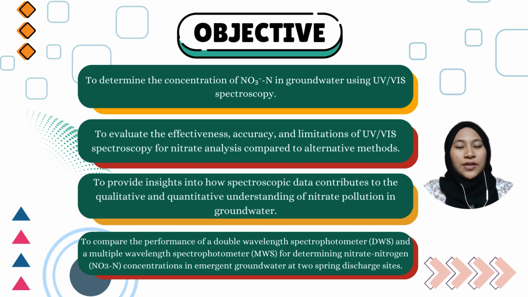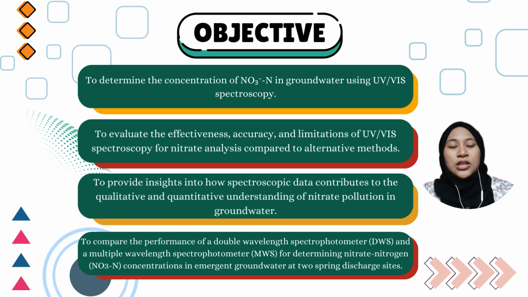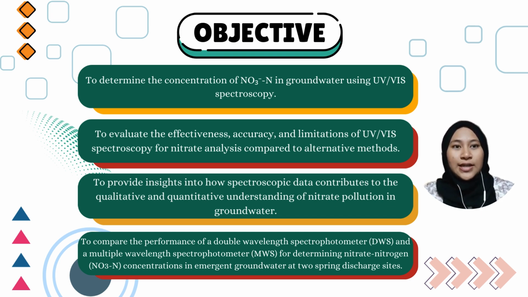Next, we evaluate the effectiveness, accuracy, and limitations of UV-visible spectroscopy for nitrate analysis compared to alternative methods. Next, we provide insights into how spectroscopic data contributes to the qualitative and quantitative understanding of nitrate pollution in groundwater. And lastly, we compare the performance of a double wavelength spectrophotometer and a multiple wavelength spectrophotometer for determining nitrate nitrogen concentration in emergent groundwater at the spring discharge sites.